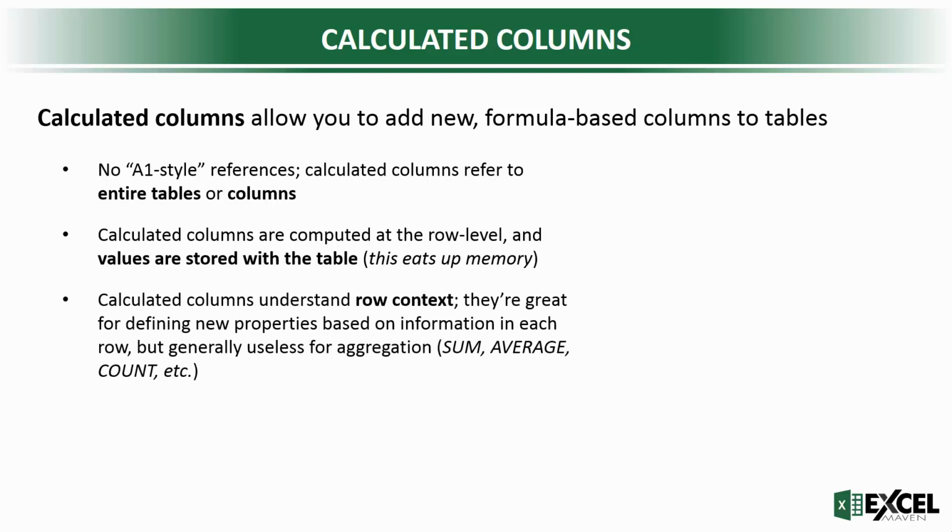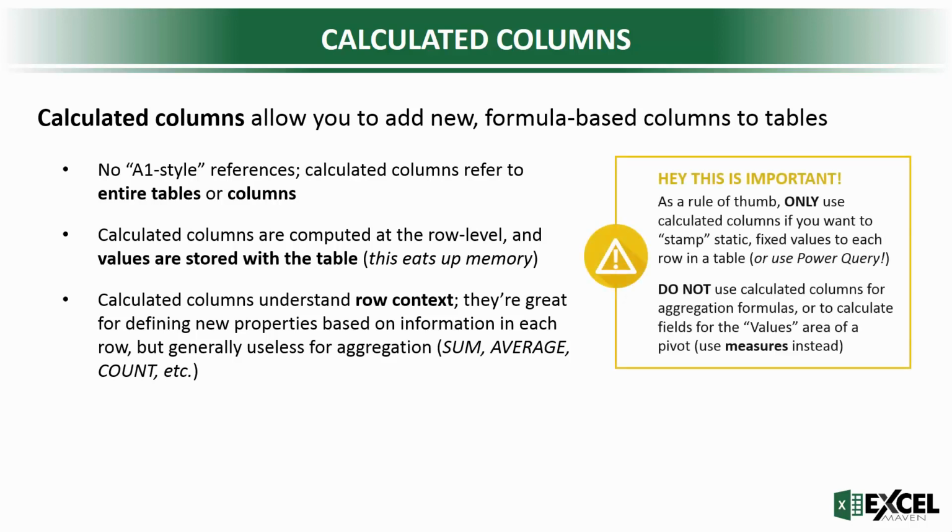And then third, this is probably the most important bullet of the three, is that calculated columns are designed to understand row context. So they understand the row in which they live. That means they're great for defining things like new properties or attributes based on information in each row. So for instance, looking at a product SKU and calculating the category based on that, but they're generally useless for quantitative types of calculations or aggregations like sums or averages or count. I'm going to show you why that's the case in just a second.